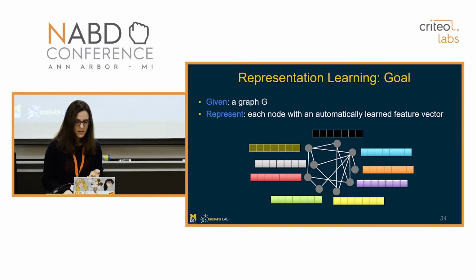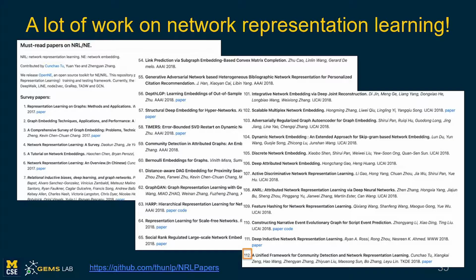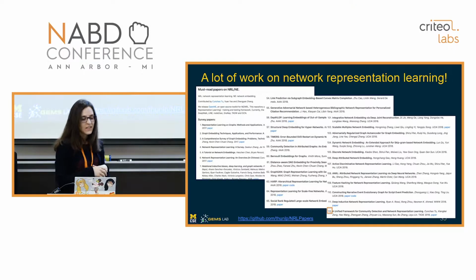So in data mining, there's a ton of work on network representation learning. Actually, in the last 3 years, there are over 100 papers. Actually, there are more. This is a repository that keeps track of all the papers that are worth reading in this area. So it is very fast paced, and there's also a lot of interest in symposiums and workshops and tutorials just on this topic.